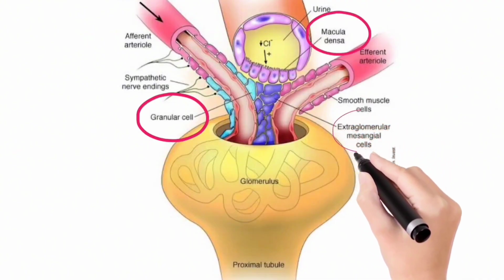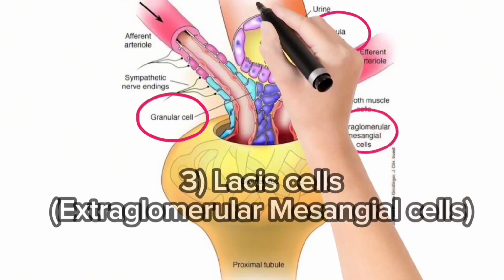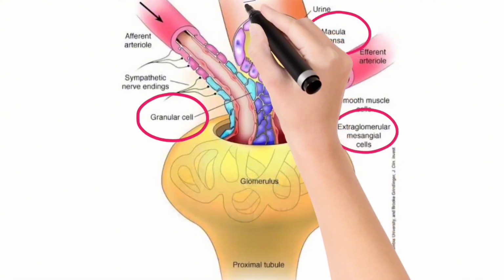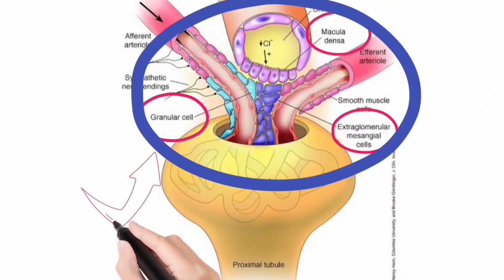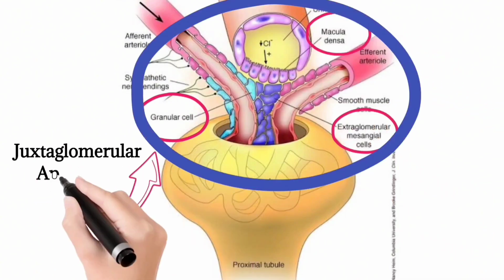And third, the RAAS cells or the extraglomerular mesangial cells. They may help in transmitting signals, but their function is still unclear. So do not confuse them with the regular mesangial cells, which help with support, contraction, and phagocytosis, as mentioned in our previous video. Those three types of cells together are called the juxtaglomerular apparatus.